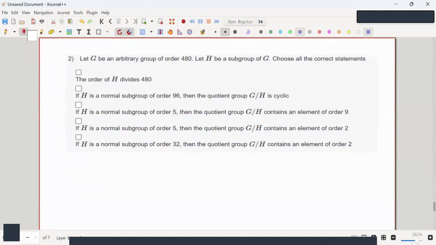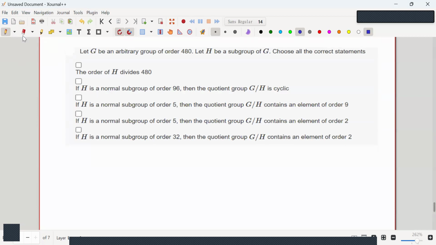Let G be an arbitrary group of order 480, and H be a subgroup of G. Choose all the correct statements. The order of H divides 480. This should be correct, right? By Lagrange's theorem.